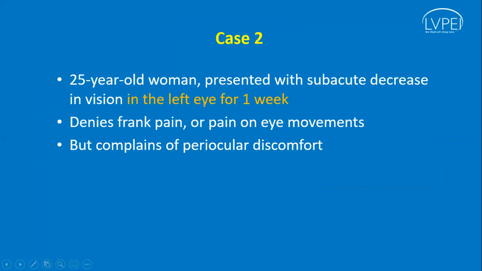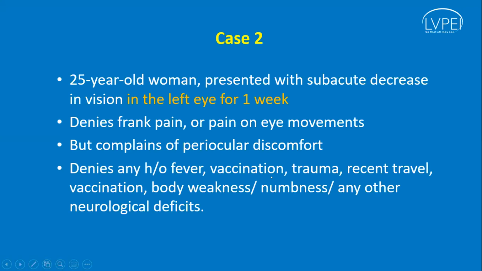This is a 25-year-old woman who presented to us with subacute decrease in vision in her left eye for 1 week duration. She denied any frank pain or pain on eye movements, but did report periocular discomfort. She denied any positive history of fever, vaccination, trauma, any body weakness, numbness, or any other neurological deficits.